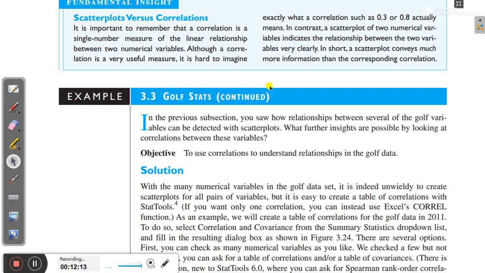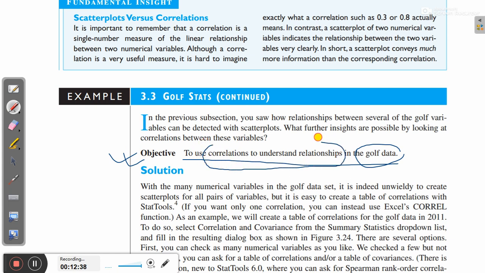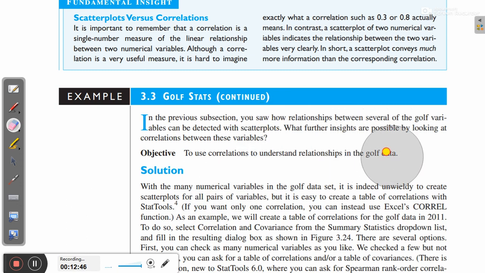So that is all about it. So here you can see one question, the objective basically is to use correlation to understand relationship in the golf data. So this is your homework. Try to go through this. The data of the golf data is available in this book, in this chapter. How we can find a correlation and how we can understand the relationship among the numerical variables. Try to go through this. Okay, if you find any difficulty to understand, please let me know. We'll try to have a meet over Google Meet.